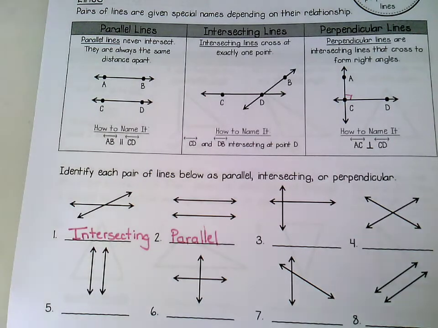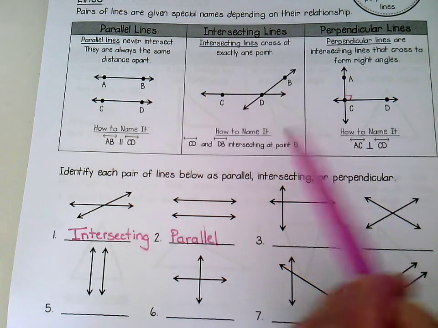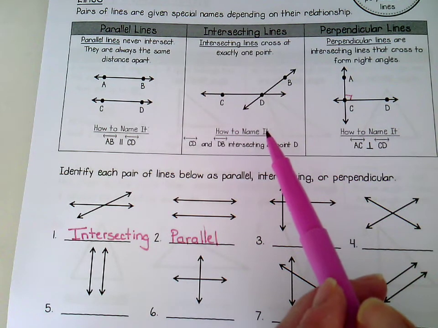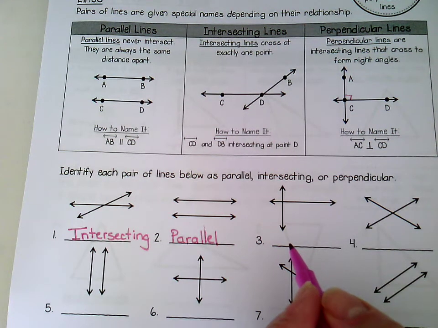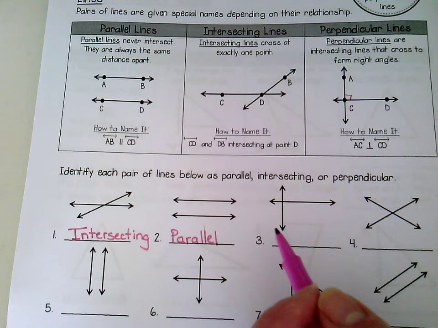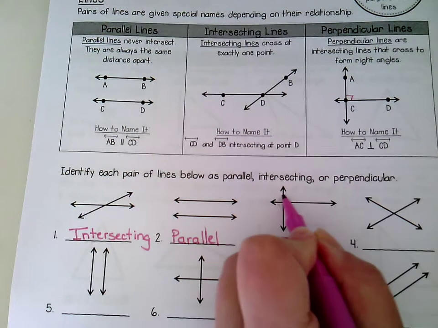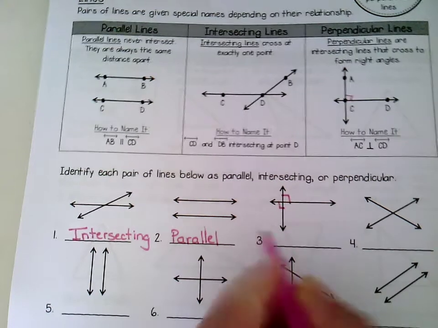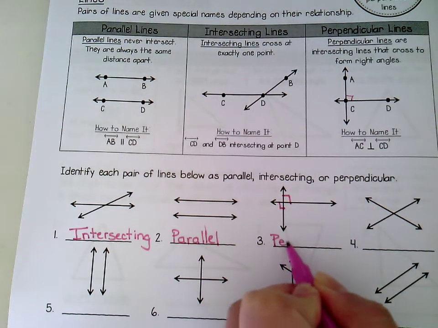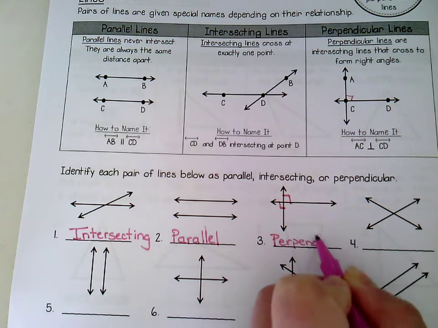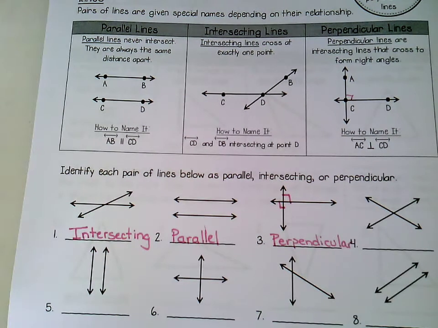All right, so number 3, we see that they cross, so we know it has to be intersecting or perpendicular. We know it's intersecting because they cross at one point. So if you put intersecting, give yourself a half a point. This is intersecting, but since it makes these perfect right angles in all those corners, it's not just intersecting, more importantly, it is perpendicular. And you could have just abbreviated those words on your page.